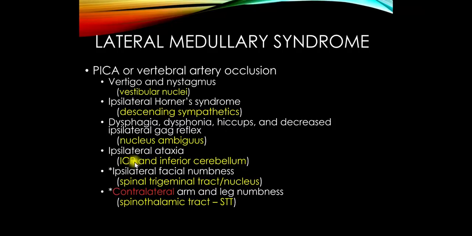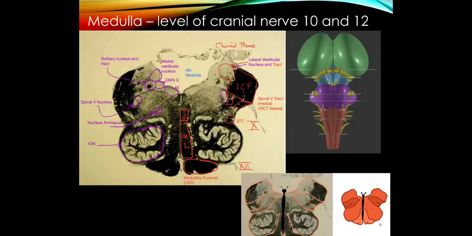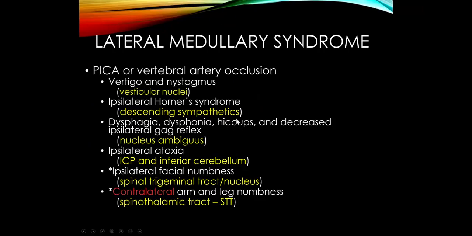All right, the inferior cerebellar peduncle is part of the lateral medulla. So here is the inferior cerebellar peduncle. So that's going to be involved. Remember, this connects with the cerebellum, and so that will cause the patient to have ipsilateral ataxia. So if you're checking finger to nose, they're going to be very clumsy, discoordinated on that side.